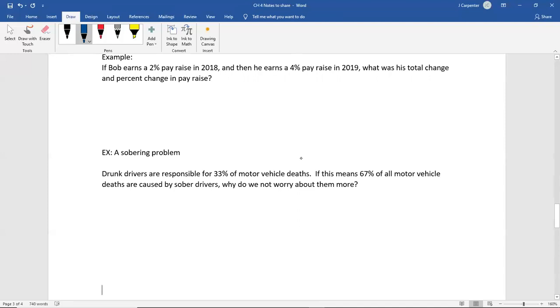So if drunk drivers are causing 1/3 and sober drivers are causing twice as many, 2/3, why is it that we don't have more news and more worry about our sober drivers? Why do we have so much more focus on, and I don't want to say just drunk driving, let's open this up to intoxicated driving. So not just being intoxicated from alcohol, but any other substances which we don't need to list. So why is it we focus so much more energy on the intoxicated drivers versus the sober drivers?